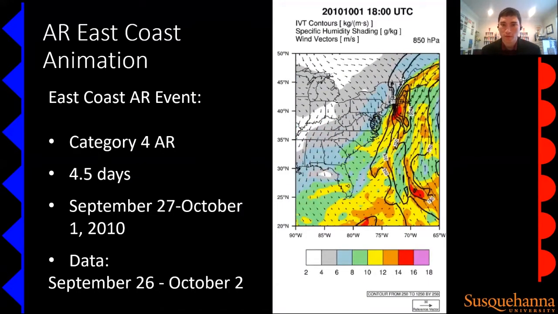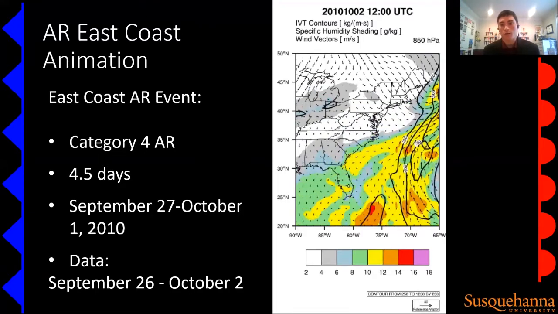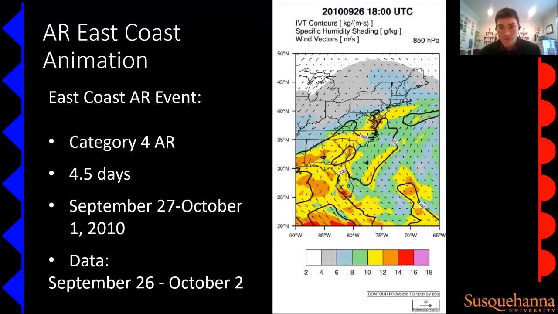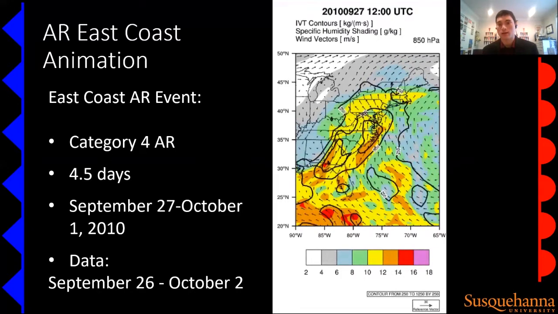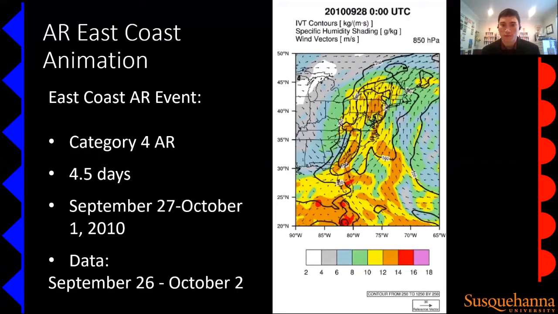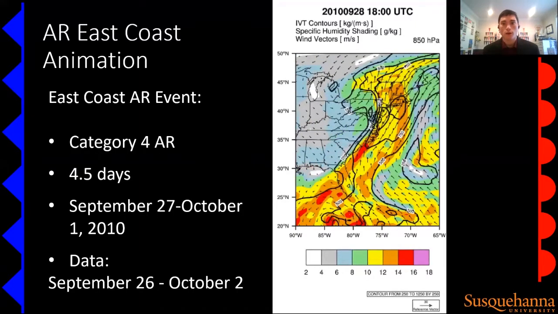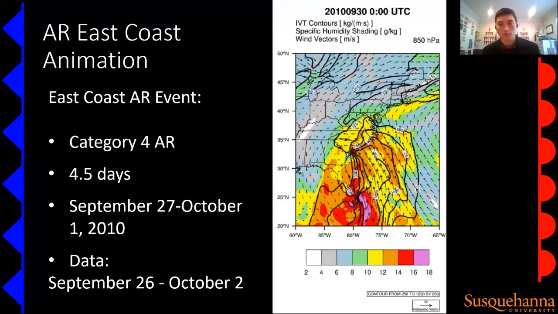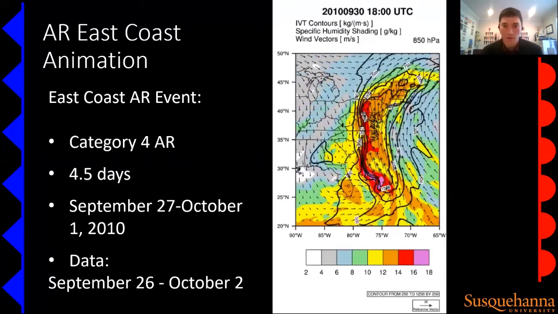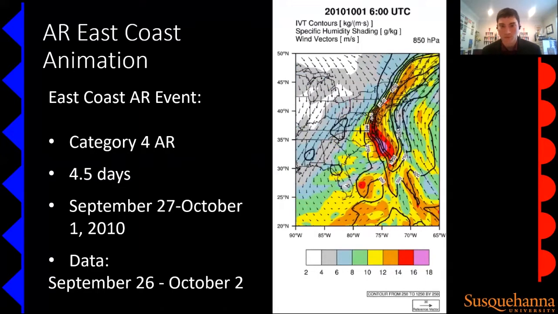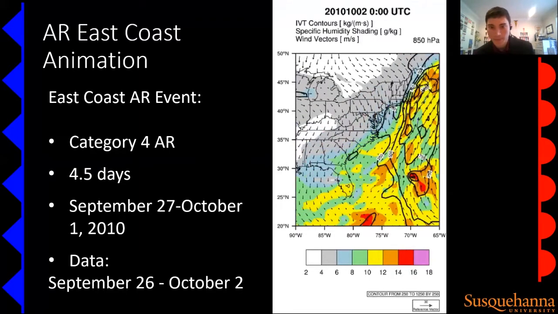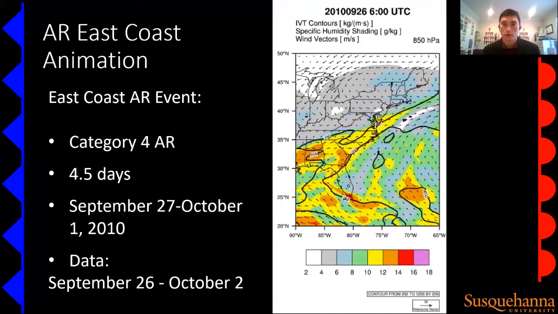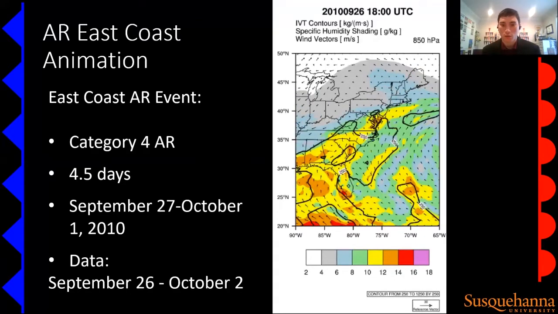We have specific humidity shading, and the color scheme here correlates to the color scheme of the AR scale. This isn't to say that an IVT value equals a specific humidity value, rather that the two are directly related in the fact that a higher IVT equals a higher specific humidity, and a lower IVT equals a lower specific humidity. And the arrows in this animation and in the Mid-Atlantic radar map show wind vectors.